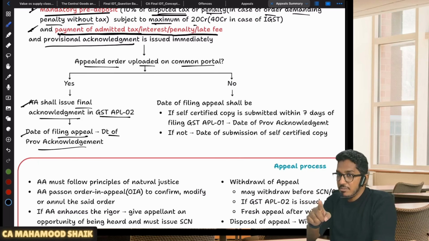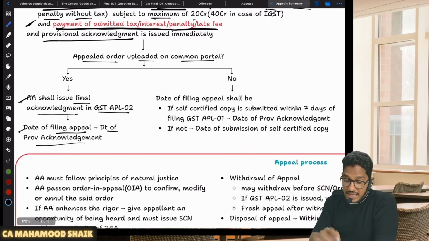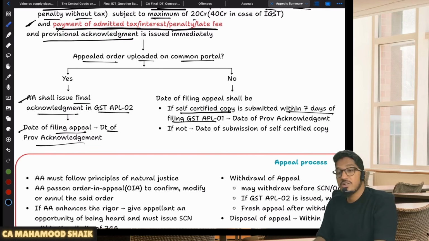Then you will make an appeal, but you will not be able to upload that order copy on the common portal. Then the process they have told is, in that case you are required to share a self-certified copy within 7 days of filing GST APL 01. They are giving you 7 days of time. Okay, today you are filing APL 01, but you don't have the order copy available. You have been given a physical copy.